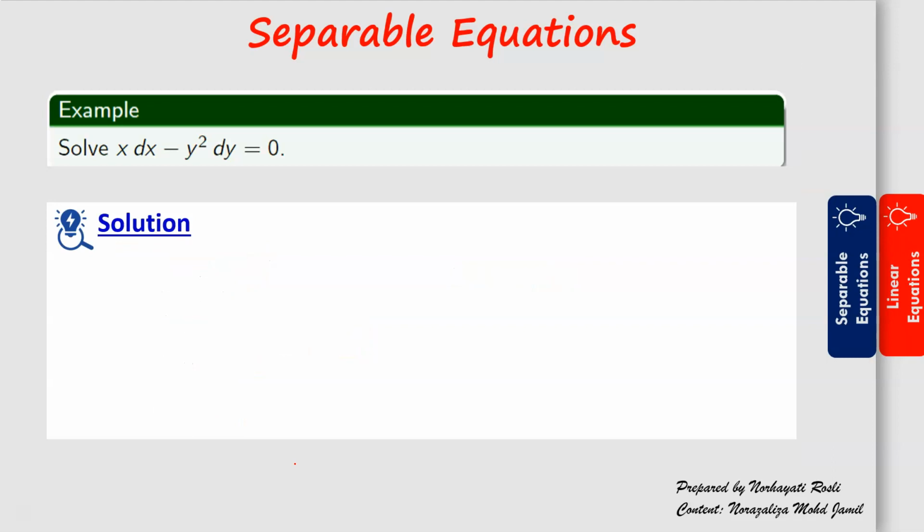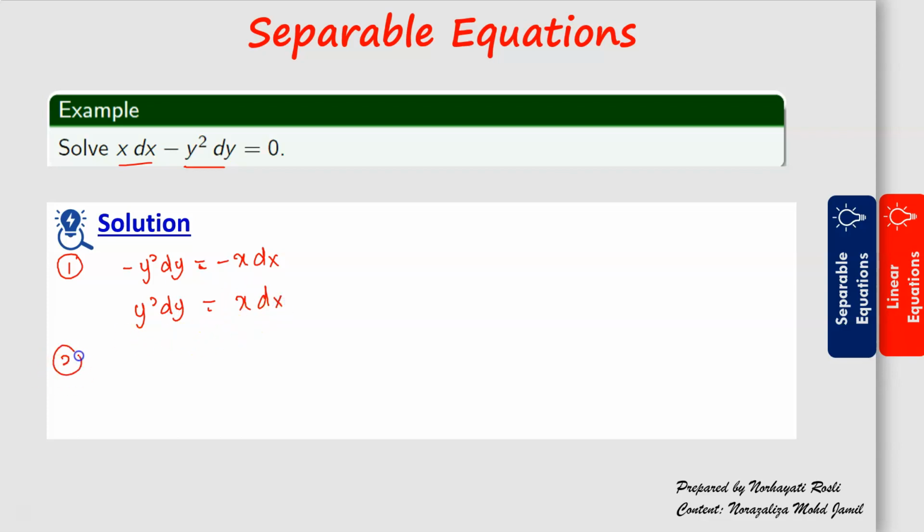Class, we go to this example. Now we want to solve x dx minus y squared dy equal to 0. In this case, let me check for the first step, number 1, whether we can write this equation as a separable equation or not. If you see here, this one is already separated. So I have negative y squared dy equal to negative x dx. That means I can write y squared dy equal to x dx.